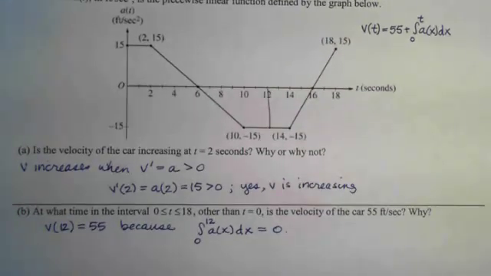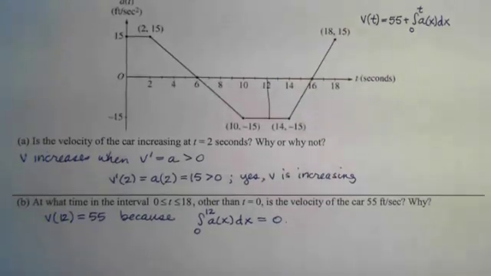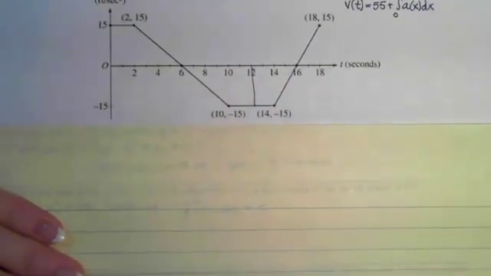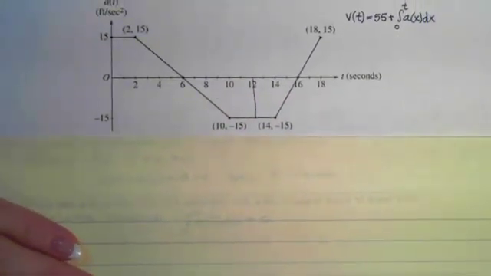Okay, if we look at part C now, it says we want to find the car's absolute maximum velocity and figure out when it happens on the closed interval. So I'm going to pick out a different piece of paper here so that we can look at our graph at the same time that we're doing this. So I'm going to write on the yellow paper.